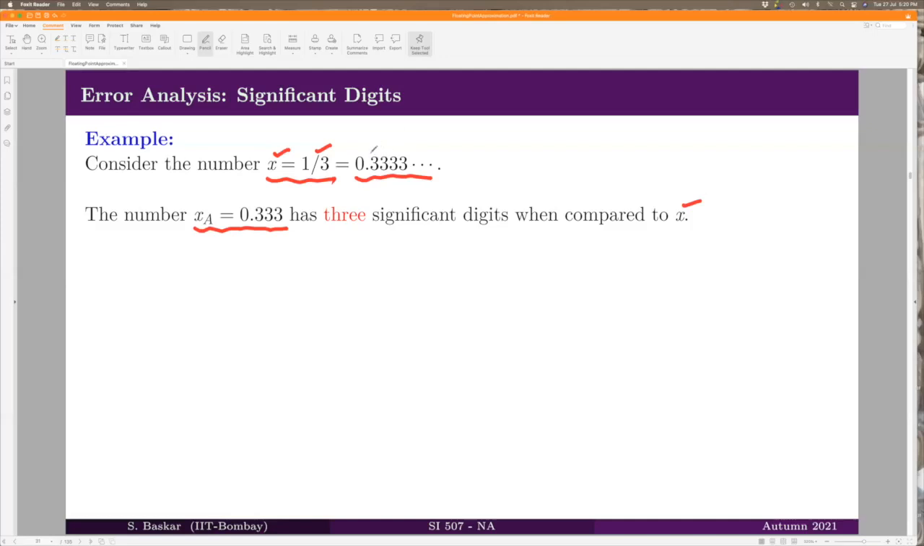You can see that in the original number, you have 333 in the first 3 positions. You have retained that in your approximate number. That is why intuitively you have said that you have taken 3 significant digits when compared to x. Well, this is intuitive. Let us define this concept mathematically.